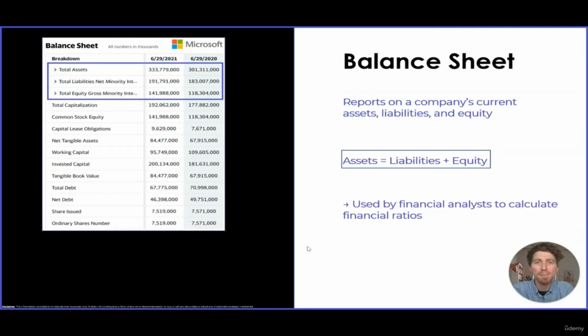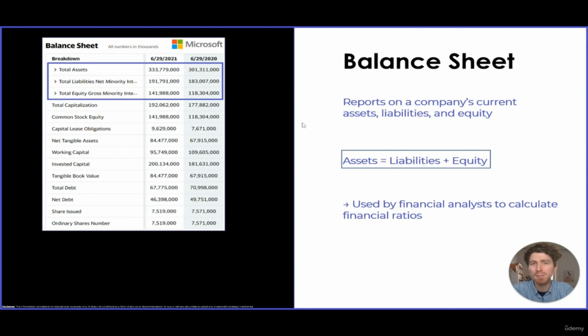What is the balance sheet and why is it important? A balance sheet reports on a company's assets, liabilities and equity at a certain point in time. The equation goes as follows: the assets equal the liabilities plus equity.